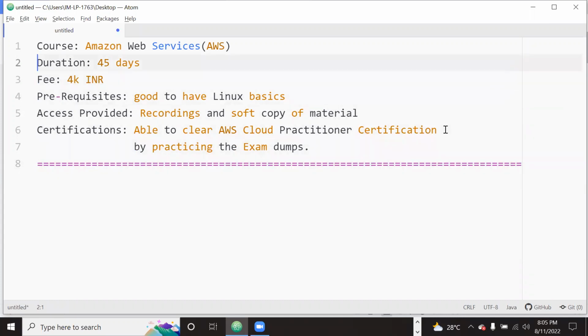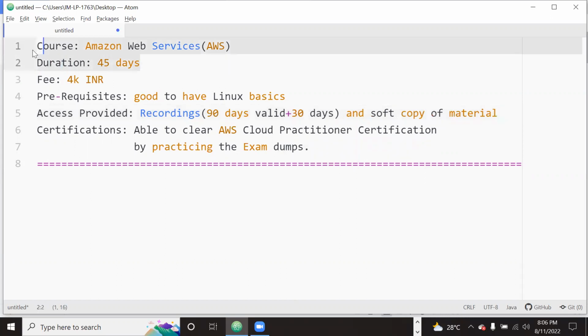Amazon Web Services, duration is 45 days. Prerequisite is good to have Linux basics, but not mandatory. Access provided is recordings, with a validity of 90 days. These recordings are not shareable or downloadable, only viewable. If required, we can also give 30 more days based on the progress we are making. Usually, it is twice the course duration, meaning once the course completes on the 45th day, the recordings will be available for the next 45 days. And if required, we can extend it based on how you are learning.